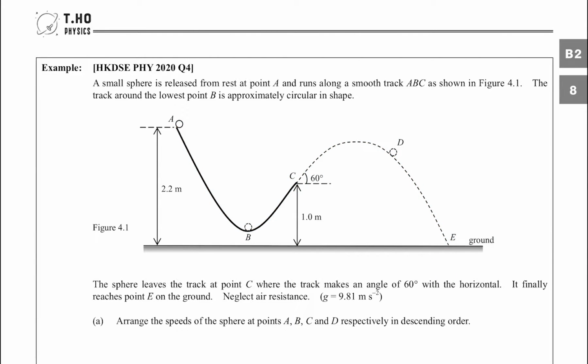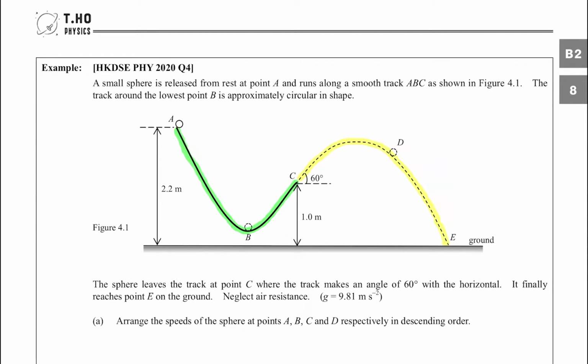So basically we can divide this motion into two. First of all is when it is released through the smooth track. This is the motion that we can calculate with the conservation of energy. The second part of the motion is after it is projected and released, and this is a projectile motion, so we can use the projectile motion technique to solve it.